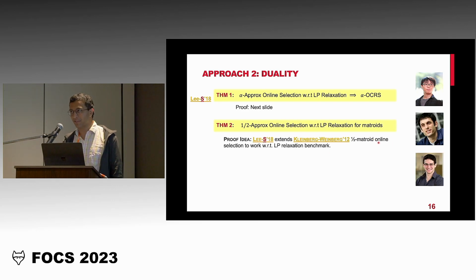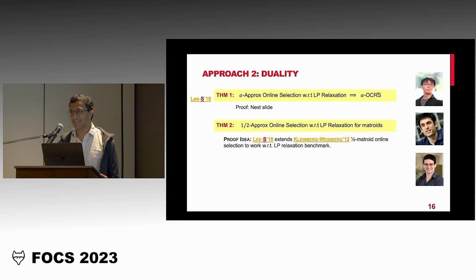In particular, there's a work of Bobby Kleinberg and Matt Weinberg, which can be extended to show that it gives you a half approximation for the profit inequality problem with respect to the LP relaxation benchmark, and that implies a half OCRS. So here, in some sense, it's a reverse thing, because I'm not using OCRS to solve my profit inequality problem, but the other way around.